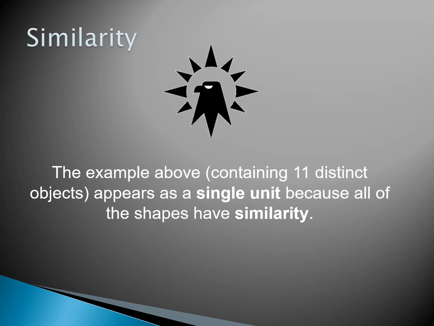So the example above containing 11 distinct objects appears as a single unit because all of the shapes have similarity, right? So you see the triangles to them. Because they all have triangles coming out, it kind of looks like a sun, and we group it together.